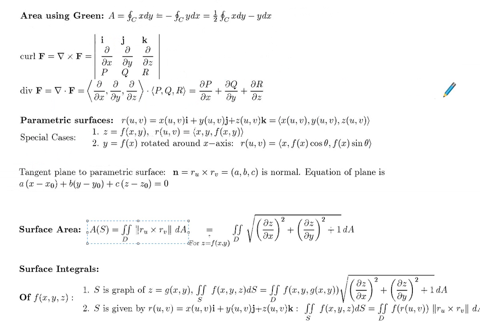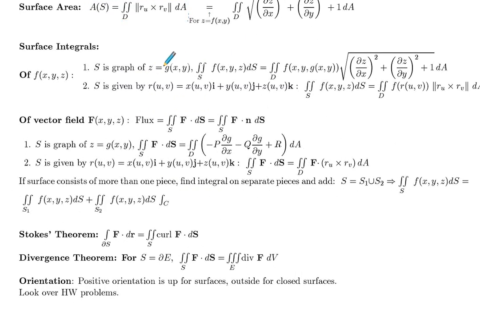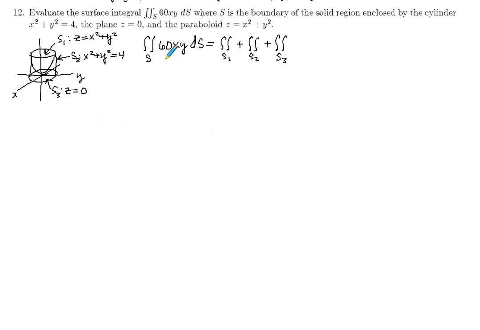So if we look at our surface integrals here, if your surface is a graph z equals g of x, y, and that's what we've got with x squared plus y squared, then you evaluate the surface integral this way. Your surface area element is going to be the square root of dz/dx squared plus dz/dy squared plus 1, dA, and then you plug your x squared plus y squared in for z in your function of x, y, z. Okay, so that's what we're doing here. We don't have to do a parameterization here because our function is in terms of x and y for that first surface.